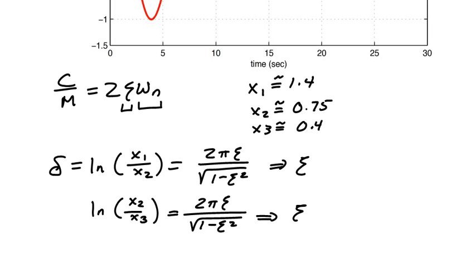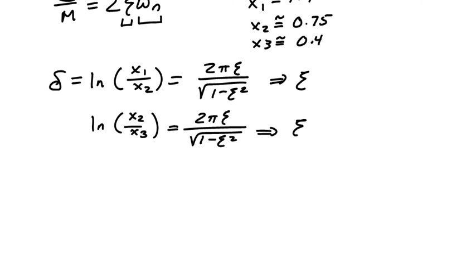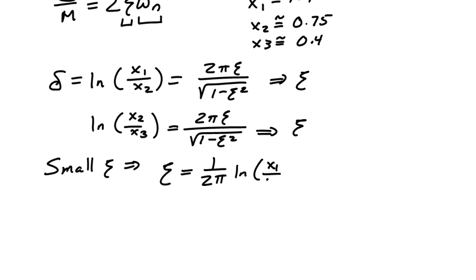Okay, the other thing you can do, and this is probably not too bad of an approximation here, I'm not going to punch the numbers for you, but you're welcome to do so, is you can note that if zeta is small enough, you can approximate this even one step further and say actually that zeta is simply equal to 1 over 2 pi times the natural log of x1 over x2. And this gives you a nice numerical result typically as well.